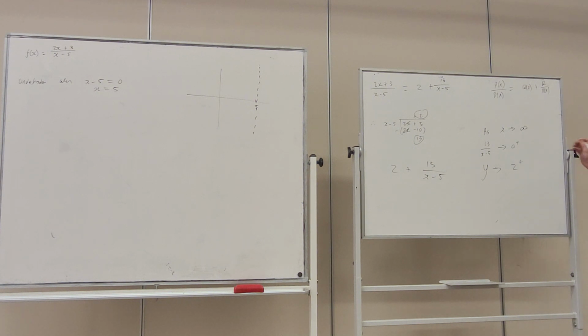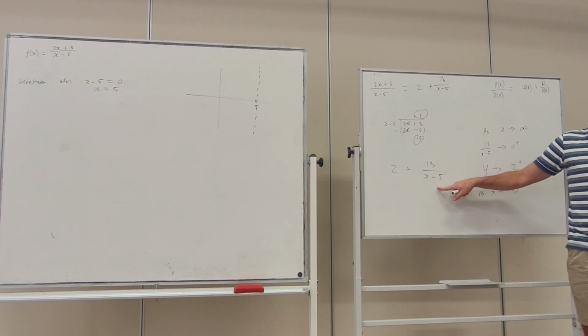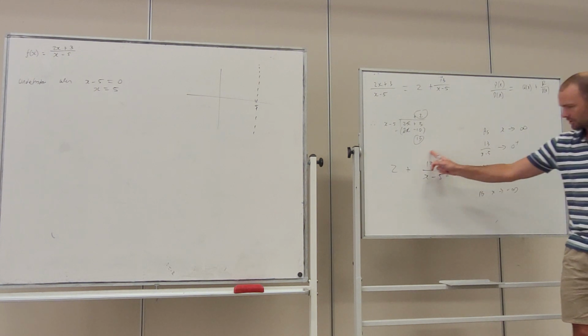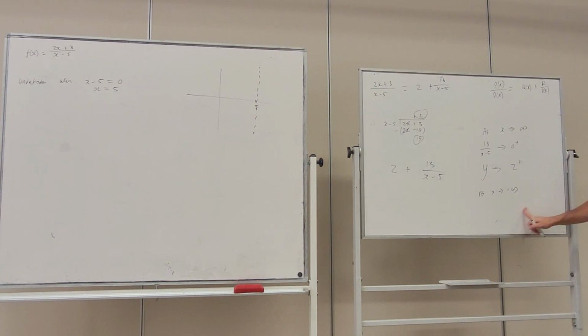And similarly, as x approaches negative infinity, we have 13 divided by a really negative number. It's still going to be approaching 0, but from the negative direction. So we have 2 plus something approaching 0 from the negative side, so y is approaching 2 from the negative position.